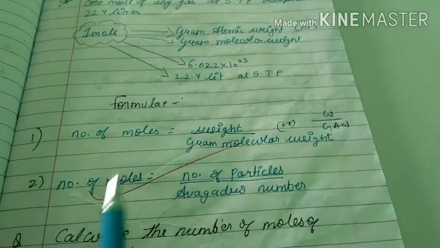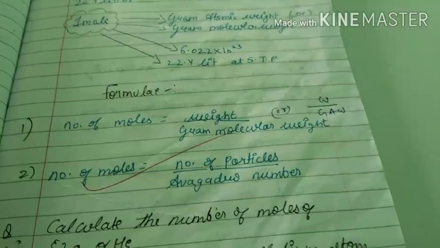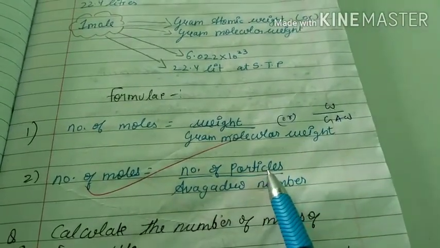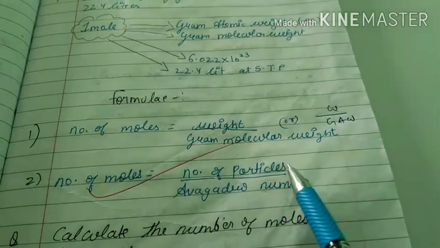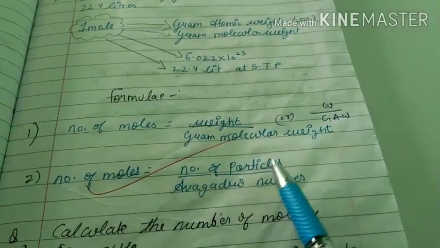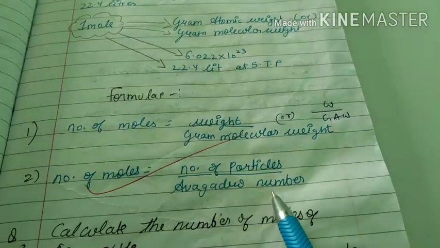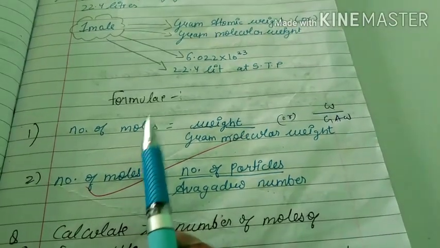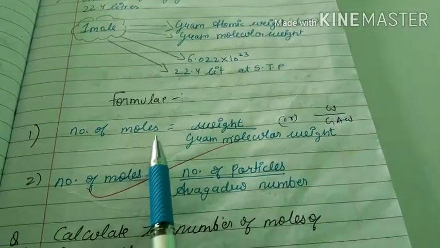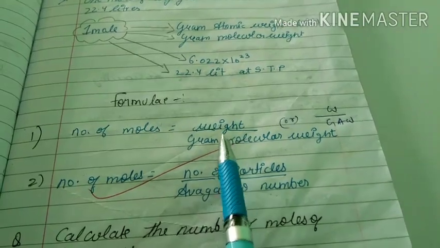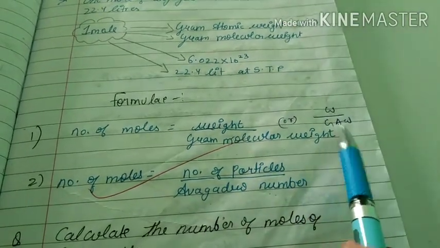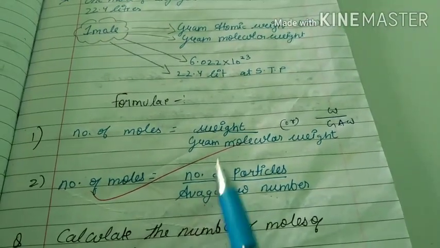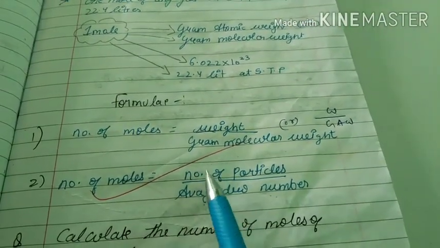And one more formula is there for number of moles. Number of moles is equal to number of particles by Avogadro number. Particles means either atoms, ions or molecules. So two formulas are there for number of moles: one is weight by gram molecular weight or weight by gram atomic weight, and the other is number of particles by Avogadro number. Very simple formulas, you can remember very easily.